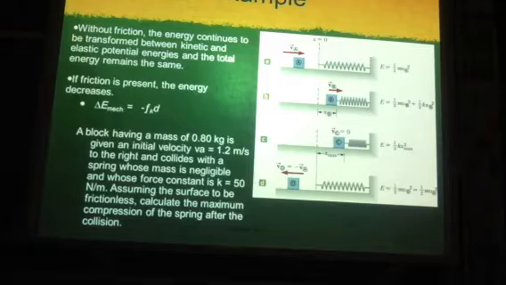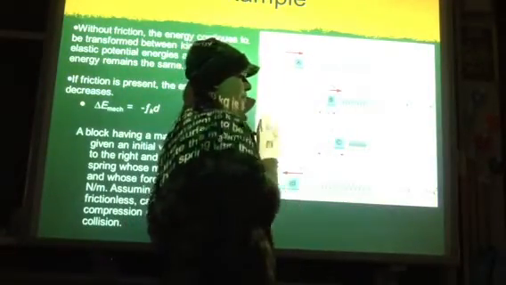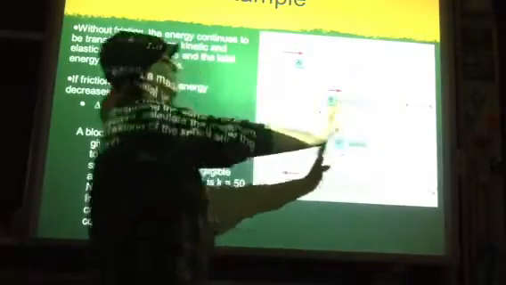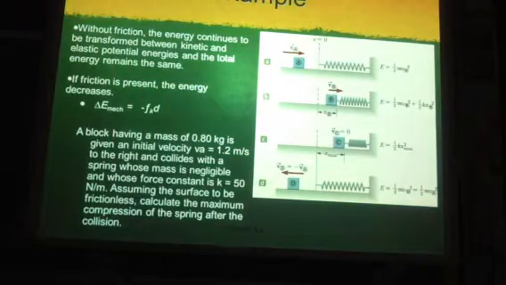I want us to calculate the maximum compression of the spring after this block collides with the spring. After that block converts its kinetic energy into some elastic potential energy, I want to know what maximum compression that block is going to cause. And again, we're assuming no friction right now.